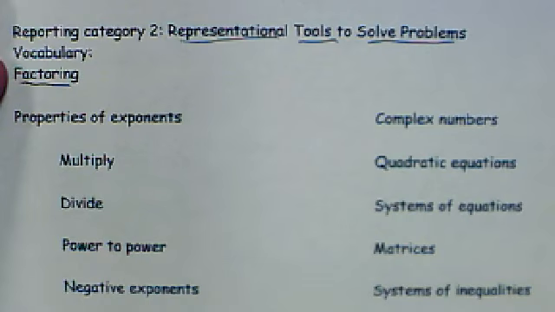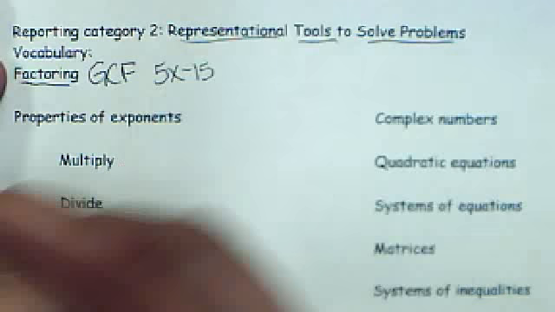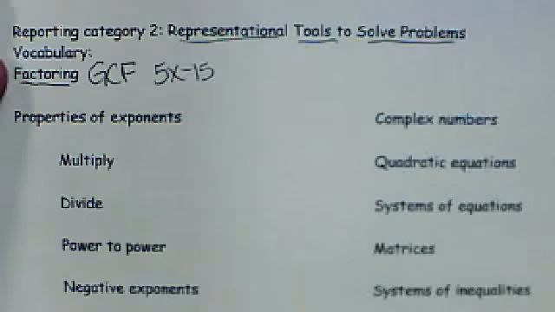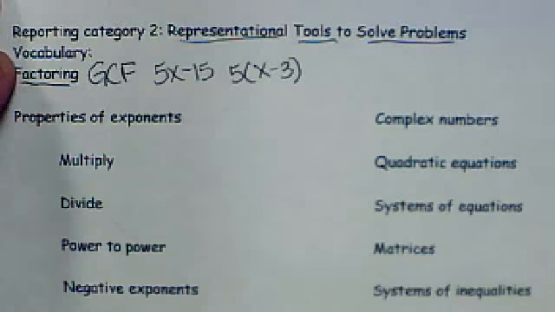And there are two main factoring types that we talk about, and that is GCF. GCF stands for greatest common factor. It's where you have something like 5x minus 15, and you find the GCF. What's the GCF of 5 and 15? 5. So that would be 5 and then x minus 3. And you could distribute it back out to make sure you factored it correctly.